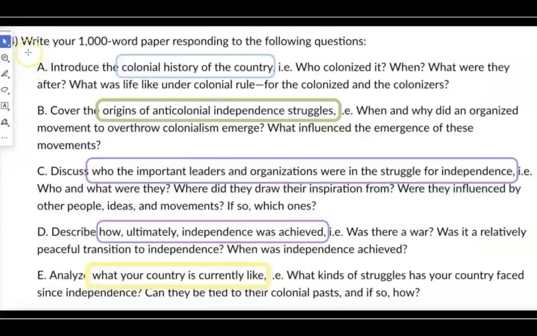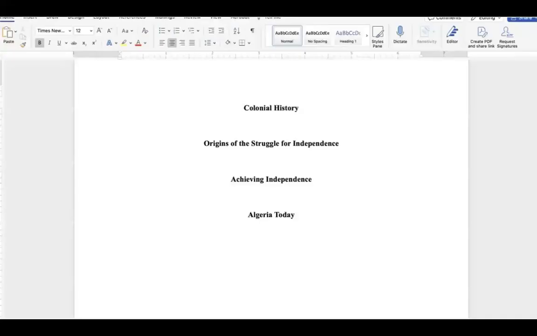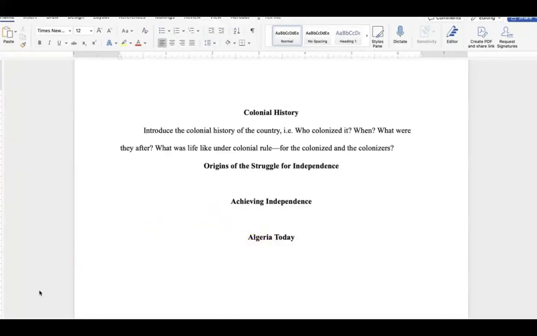So on the next slide, I've taken each question and circled some points. Colonial history of the country, origins of anti-colonial independence. Those next 2 that they said we might want to group together, and what your country is currently like. So I'm thinking maybe 4 headings. Colonial history, origins of the struggle for independence, achieving independence, and if I were writing about Algeria, Algeria today.